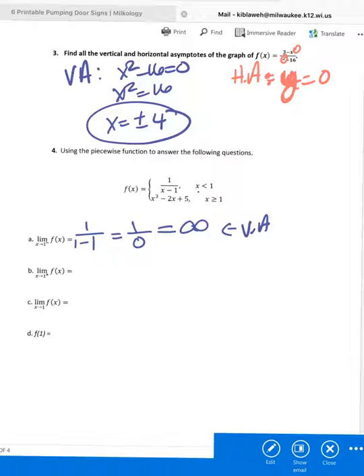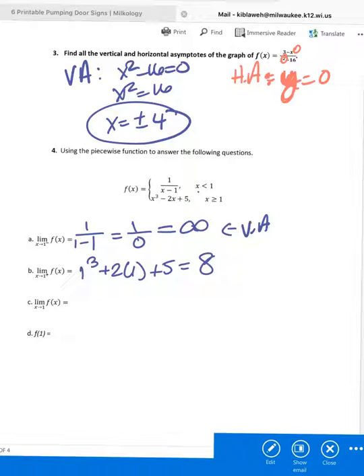Now the limit as x approaches 1 from the right. That means I'm going to plug it into the other one. That's going to be 1 cubed minus 2 times 1 plus 5. That's going to be 1 plus 2 is 3, 3 plus 5 is 8. Straightforward.